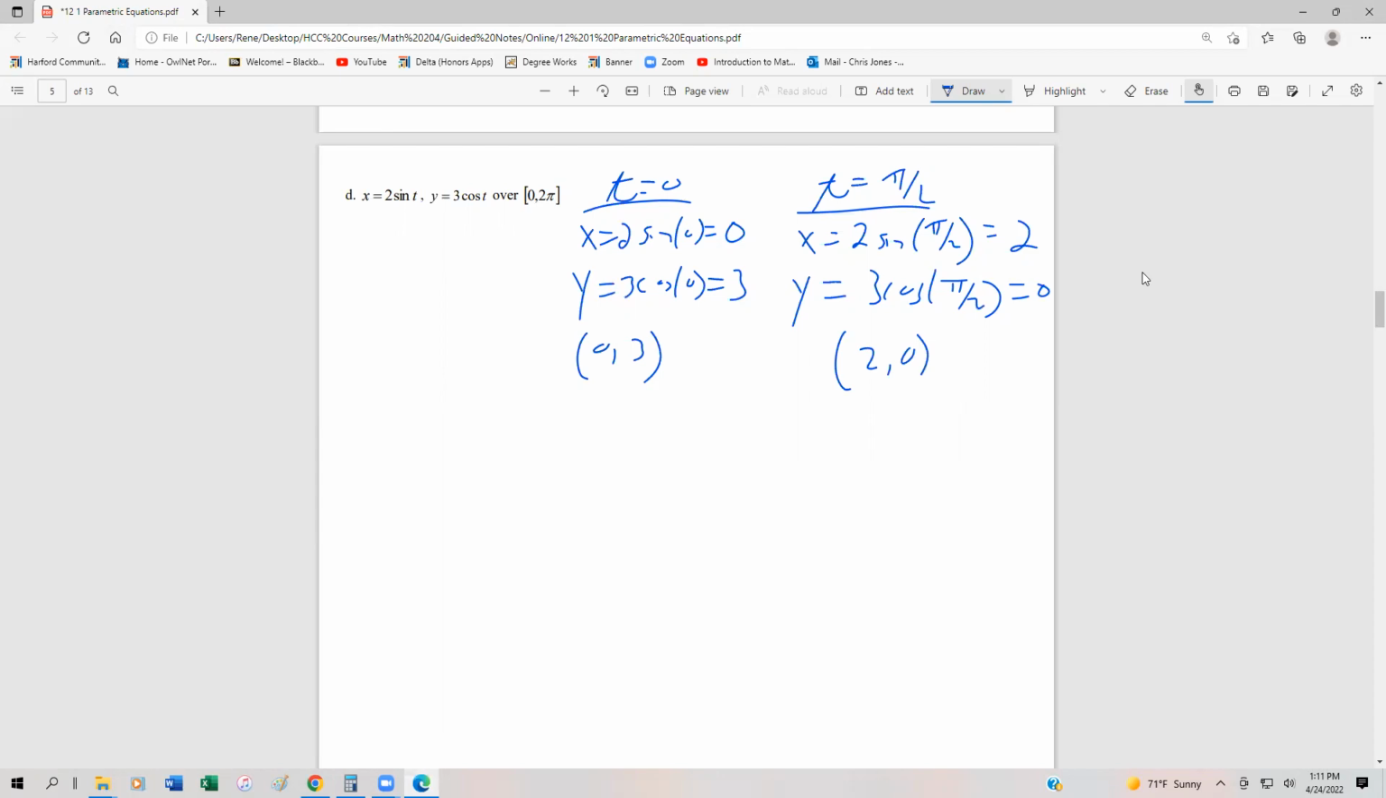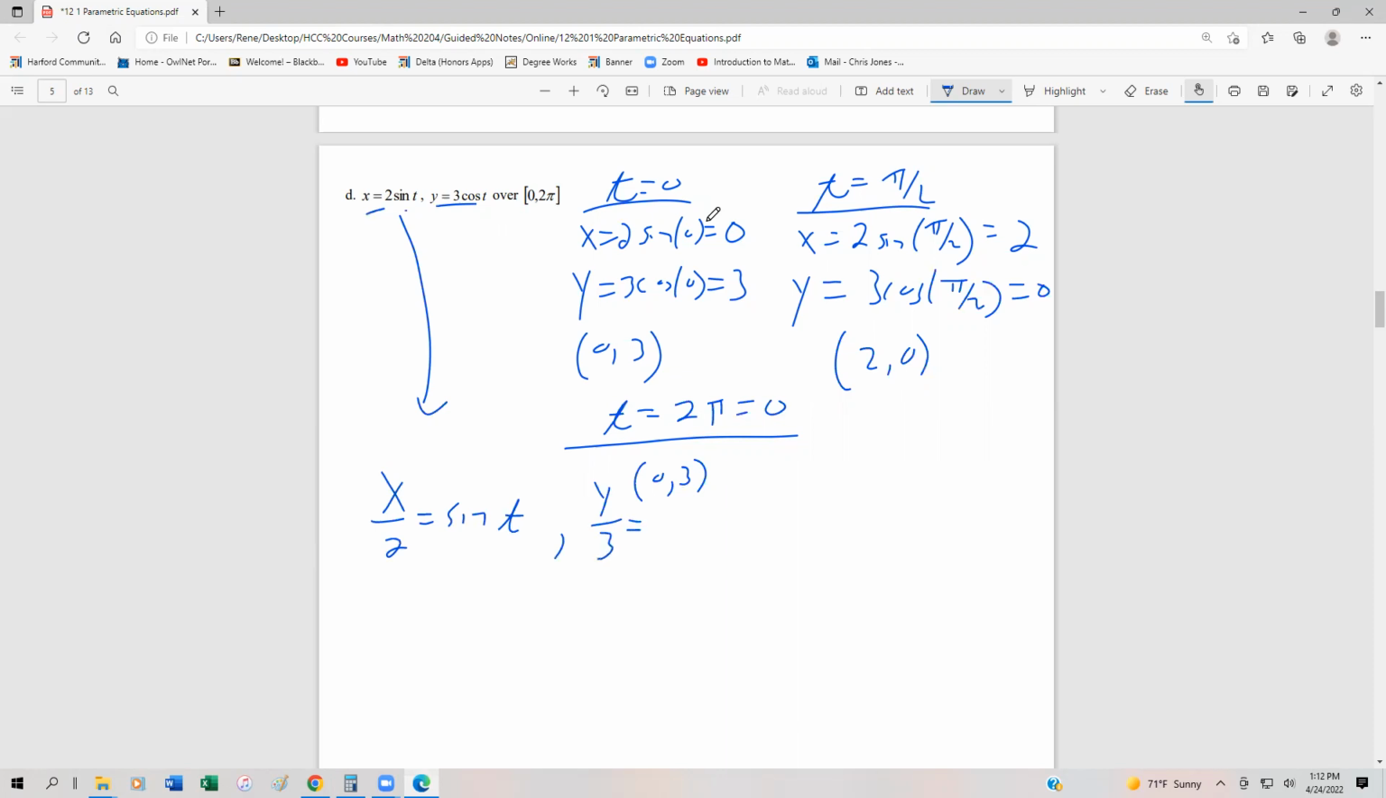And then finally, the terminal point, when t is equal to 2 pi, that's going to be the same thing as when it's equal to 0, because it's coterminal. And so that would be the point (0, 3). Now, here's how we're going to eliminate the parameter for this. We can't add these together yet, but what we could do is square both sides. So I can rewrite x as x over 2 equals sine t, and I could divide by 3 and get y over 3 is equal to cos t.